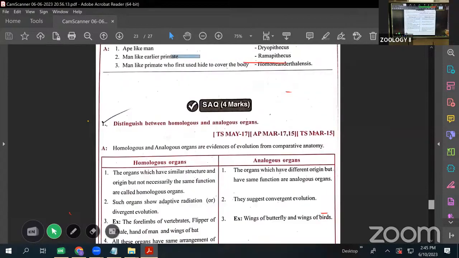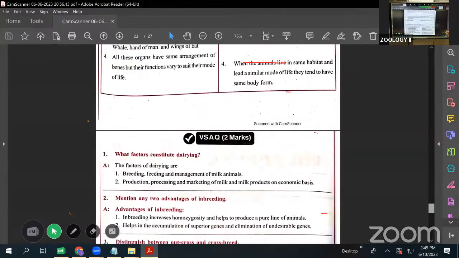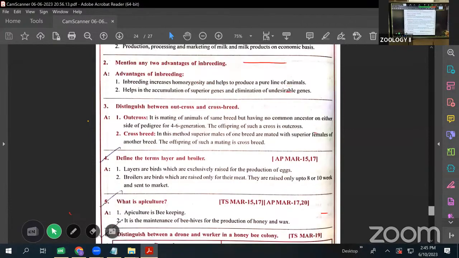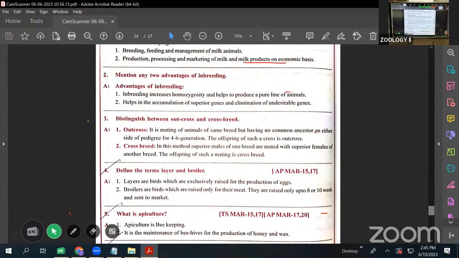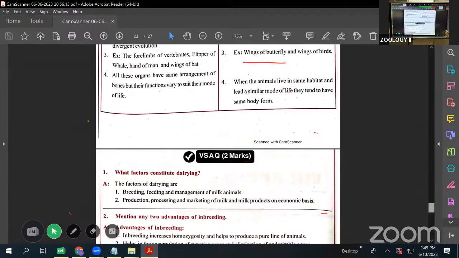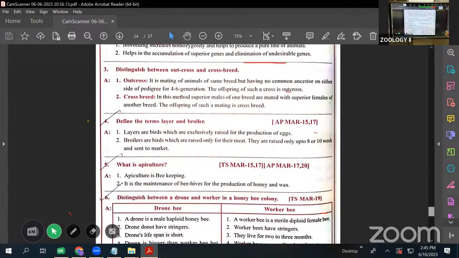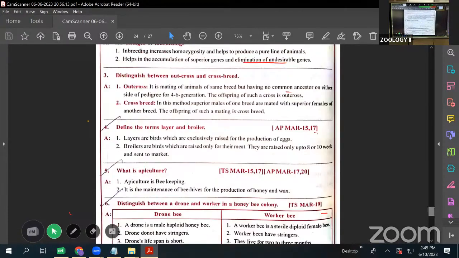Next are the SAQs, which we already discussed. Next, the last lesson, applied biology. The applied biology SAQs we are going to discuss. See this one.